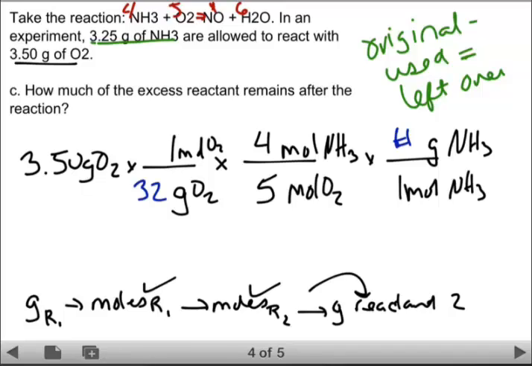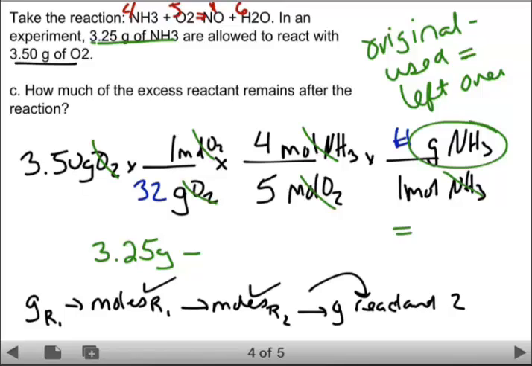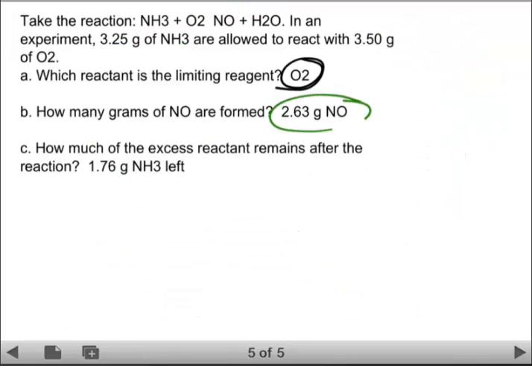Okay? So, grams of O2 cross out, moles of O2 cross out, moles of NH3, and I'm left with what I was looking for. And that will be grams used. So whatever this equals, this will equal some number. You're going to take the original, which is 3.25 grams, subtract this number, okay? And that will give you your leftovers, which should be that.